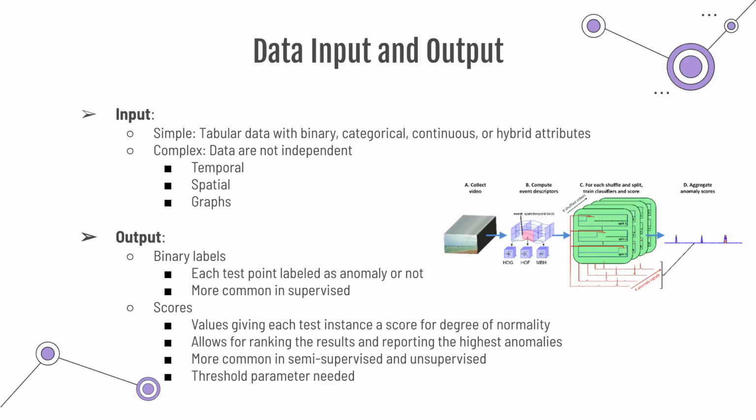The second output type for anomaly detection is with a score or a ranking. And this gives each test instance a score for how normal it may be. And this allows you to rank the results and report the anomalies with the highest ranking, which means that they have the highest probability of being outliers. And this method is more common in semi-supervised and unsupervised anomaly detection. And the critical part of using scores is that you do need a threshold parameter. And this would allow you to create binary labels from your scores. So you'd find an optimal threshold where you'd be able to determine that a point is anomalous or not anomalous.